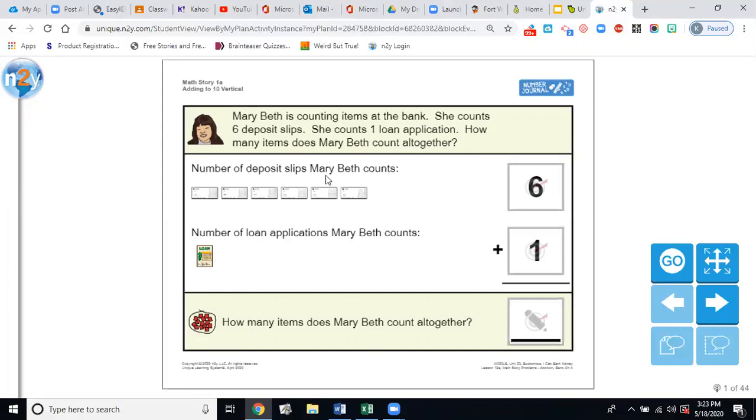Okay, so the number of deposit slips Mary Beth counts, here it is, 6 deposit slips, 6. Number of loan applications Mary Beth counts, she counts 1 loan application. And they put it right here, 1. 6 deposit slips plus 1 loan application equals how many items does Mary Beth count altogether? 6 plus 1 equals, let's see.